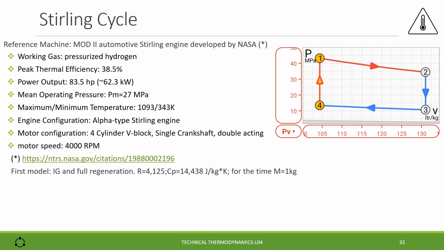In the first model, we consider an ideal gas and full regeneration. For the gas hydrogen, R is 4125, Cp 14,438 joule over kilogram per Kelvin. And for the mass, we consider the unitary mass because we have no further information.